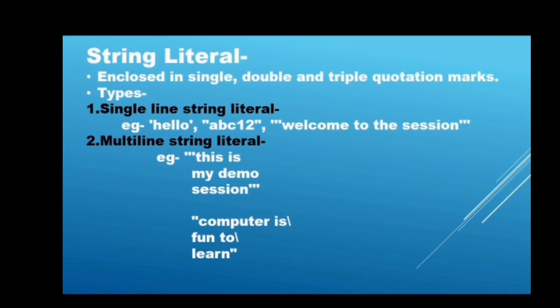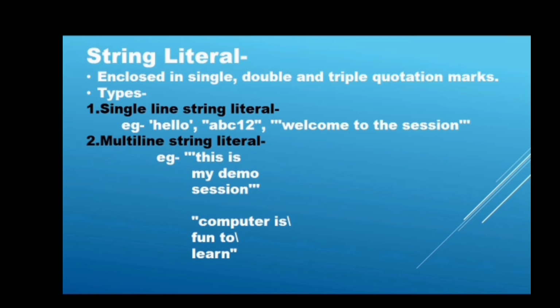Now, the multi-line string literals are those that cover more than one line. There are 2 ways of writing a multi-line string literal. One is written in triple quotation marks, and another is written in either of the quotation marks, but every line ends with a backslash character. One thing to take into consideration while writing a string literal is that the beginning and end of the string should contain the same type of quotation mark. That means if it starts with a double quotation mark, it should also end with a double quotation mark.